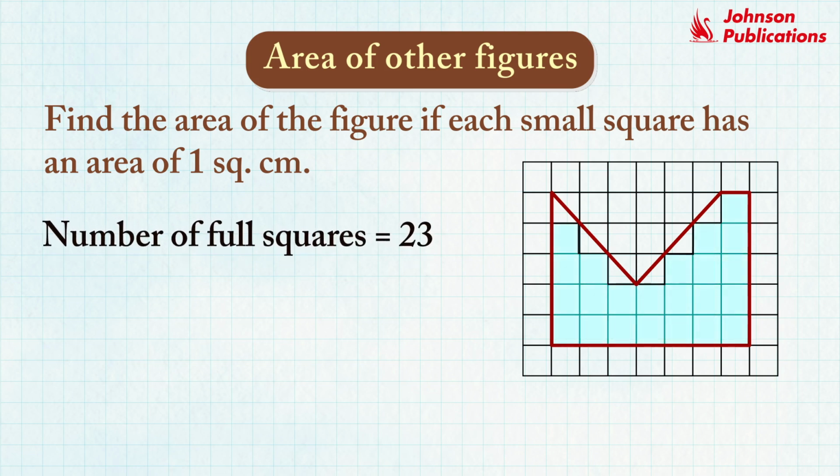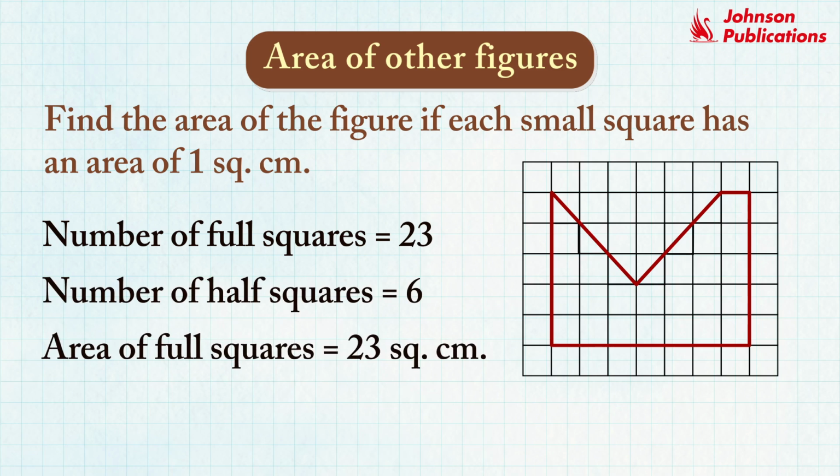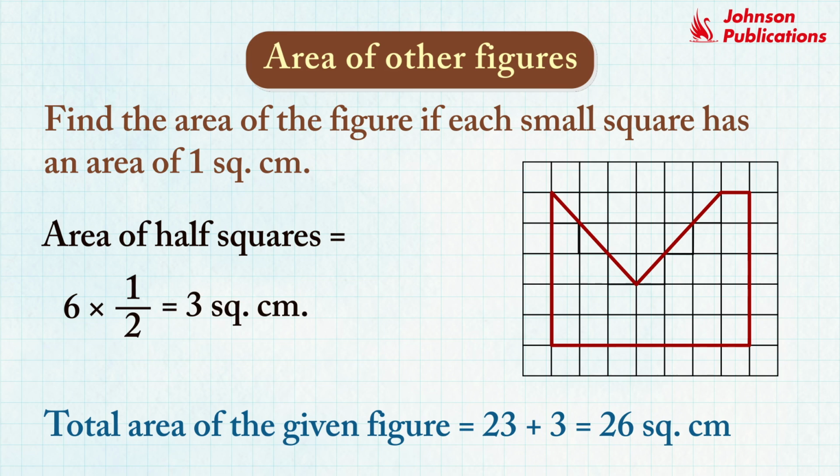Number of full squares is equal to 23. Number of half squares is equal to 6. Area of full squares is equal to 23 square centimeters. Area of half squares is equal to 6 into 1 half, which is equal to 3 square centimeters. Total area of the given figure is equal to 26 square centimeters.